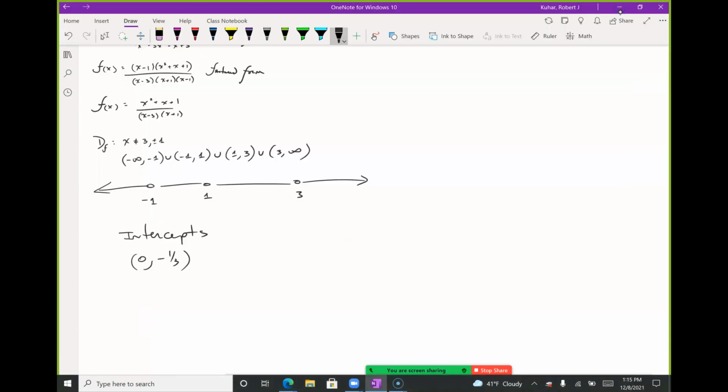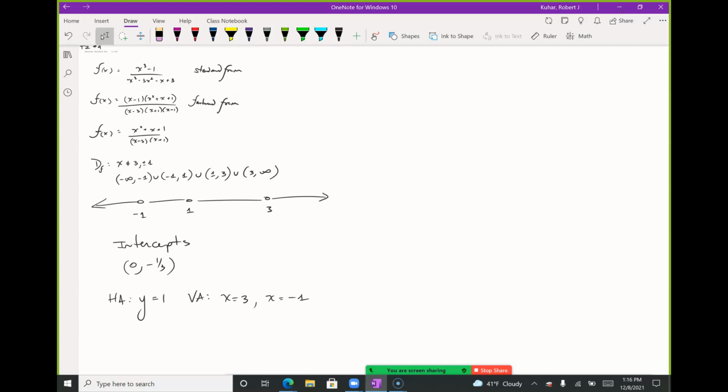Asymptotes. We've got a horizontal asymptote of y = 1. Vertical asymptotes at two of those domain pieces, right? At x = 3 and x = -1. Everybody with me there? This is so easy now, isn't it? Isn't this easy? How did I get the horizontal asymptote? Mother function over mother function, right? x cubed over x cubed is 1.